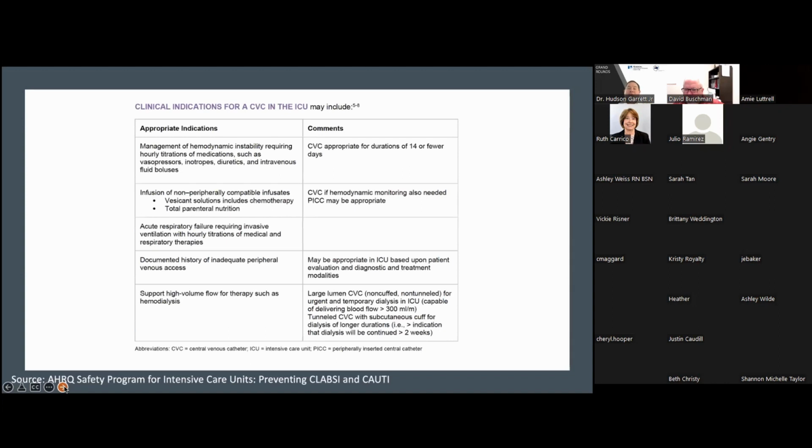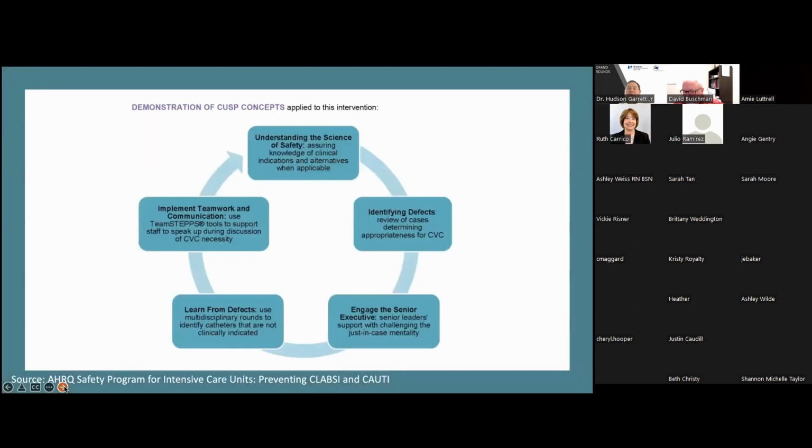There may also be other medications that we want to consult with our clinical pharmacy colleagues about, like our vesicants. If we're doing TPN, that might be better served through the use of a larger bore catheter, but also one that's going to be placed into the central vasculature.